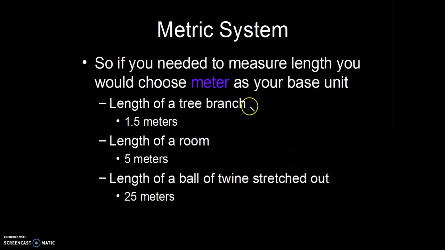So, for example, if you want to measure the length of something, how wide something is, or how tall something is, or the distance from point A to point B, you would use a meter. So here are some examples. An average length of a tree branch, I guess, is about 1.5 meters. The length of a room, like the science room that you're sitting in, or maybe you're not sitting in the room right now, but I don't know, is about 5 meters. So 5 meters corresponds to roughly 15 feet, if that helps you figure it out. And a length of a ball of twine is 25 meters, so there you go.